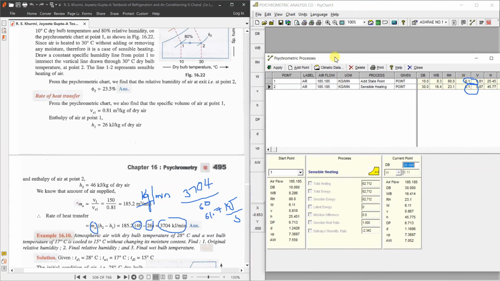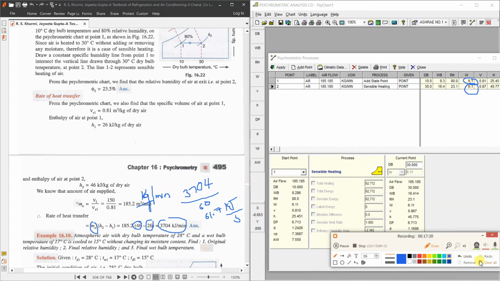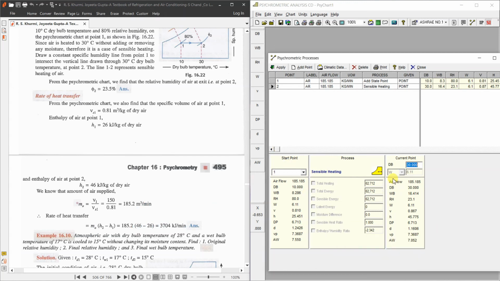Okay, now here you can see the value. This value which is given over here, 62.712, this value is in kilowatt. So software is giving answer as 62.7 kilowatt, whereas in the textbook the value is given as 61.7 kilowatt. This is because of the error in this enthalpy value. Okay, so with this we have completed with sensible heating process using psychrometric analysis software. So we will stop over here.